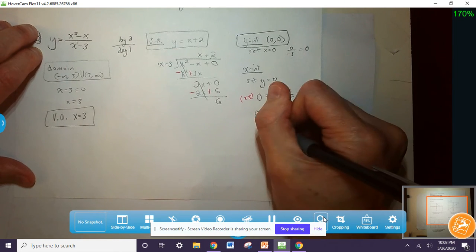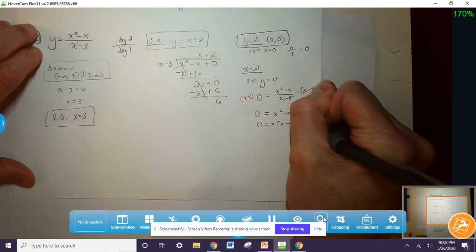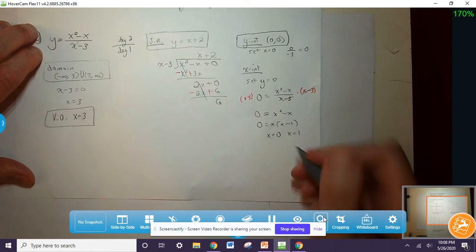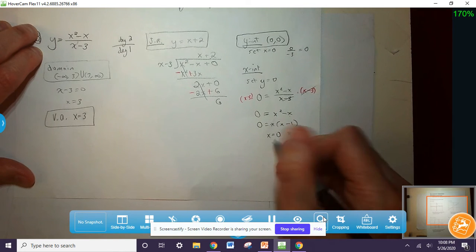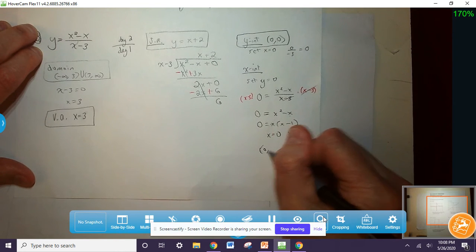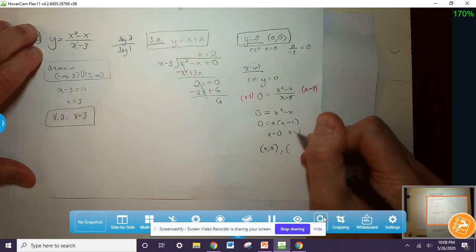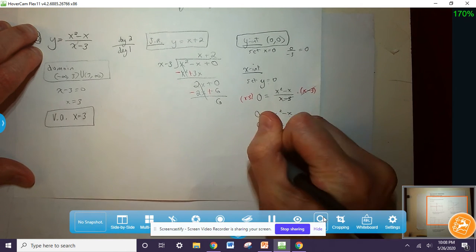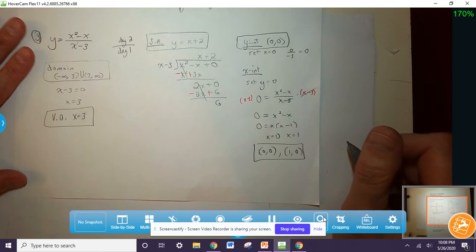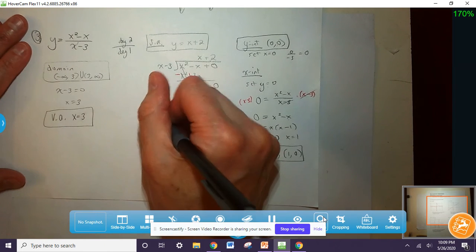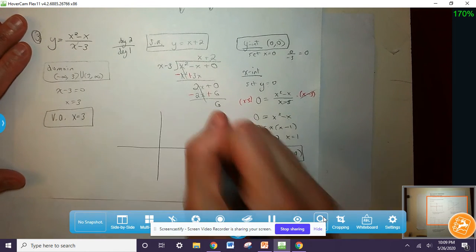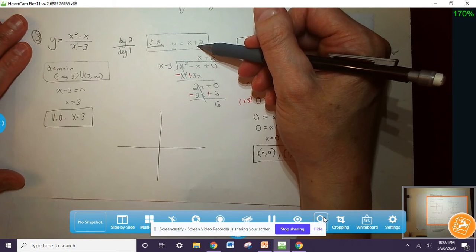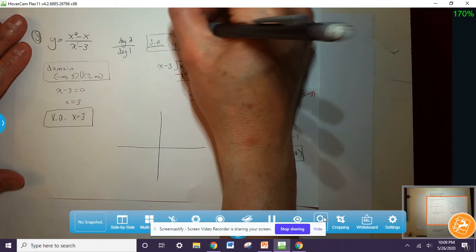And then to solve this, we'll factor out an x. We get x equals 0 and we get x equals 1. So one of our x-intercepts is 0, 0 as we expected, and the other is 1, 0. So this one actually has 2 x-intercepts instead of just 1. So one more time today, let's set up our graph and plan ahead. We have a slant asymptote at y equals x plus 2. That's just a line in y equals mx plus b form.